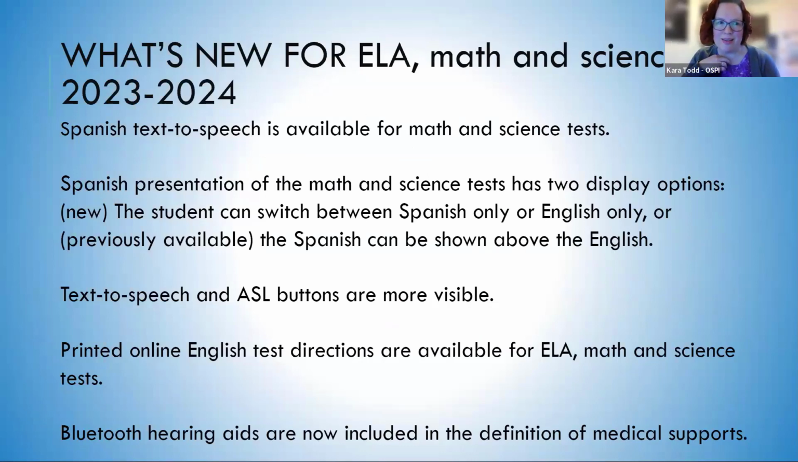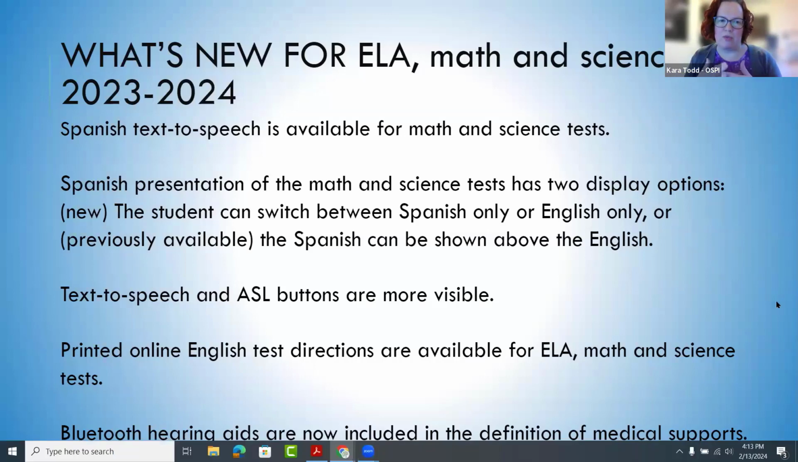The biggest thing is that there is now Spanish text-to-speech available for math and science tests, and I'll show you that a little bit later. The Spanish presentation of math and science tests now has two different display options. The new option is where students can switch between only seeing Spanish on the screen, or they can hit a button and they can see all of the test content in English. The buttons and stuff are still in Spanish, so people have called it the skin or the framing of it is still in Spanish because the assumption is that the student really does need a Spanish test, but they can switch back and forth between the two of them.